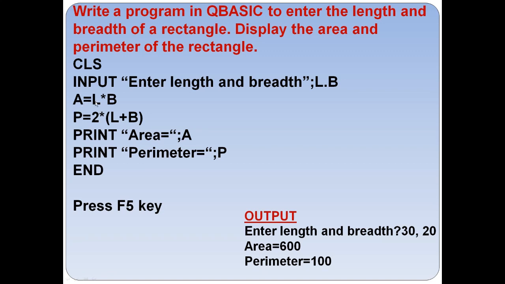Now area is equal to L multiply B, and perimeter is equal to 2 multiply L plus B. Now print area variable A, then print perimeter variable P. We will display this, and press the F5 key. Now the screen will ask enter length and breadth. I have entered 30 and 20. You can enter any data. Then the answer will be area, 30 multiply 20, which becomes 600. And perimeter, 30 plus 20, after multiplying by 2 it will come 100. This is the perimeter.